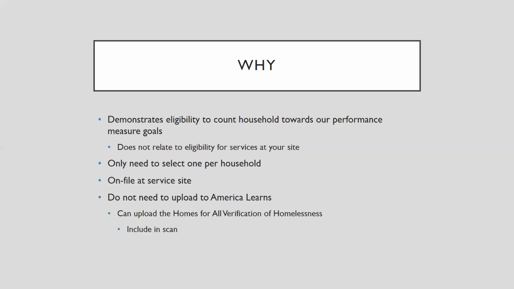You don't need to upload the eligibility documentation to AmericaLearns when you're uploading your reports. It just has to be available on site. The one exception to this would be the Homes for All verification of homelessness form. You can upload that and include it in your scan. You don't have to, but the reason you can upload it is because there's no identifying or confidential information on that form.